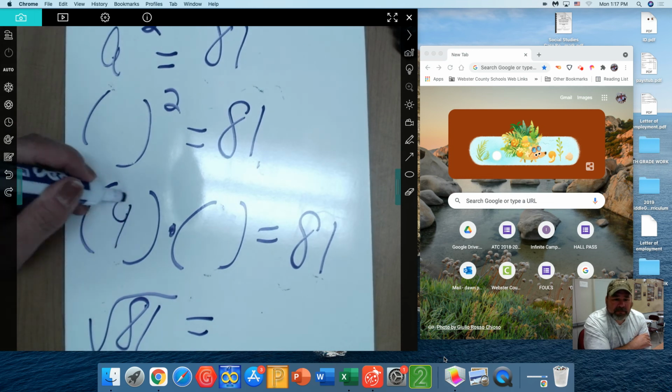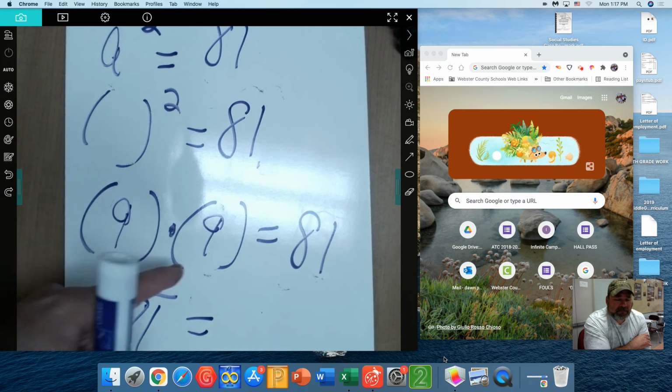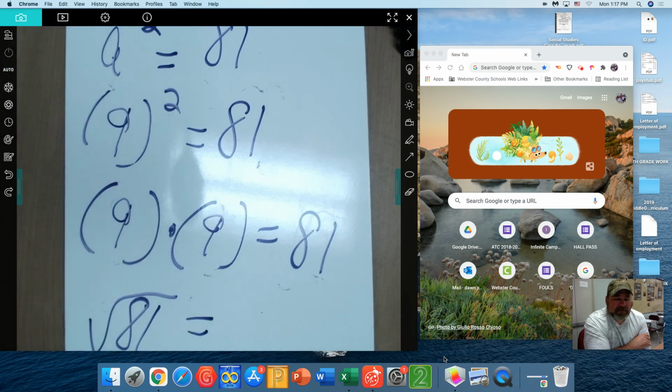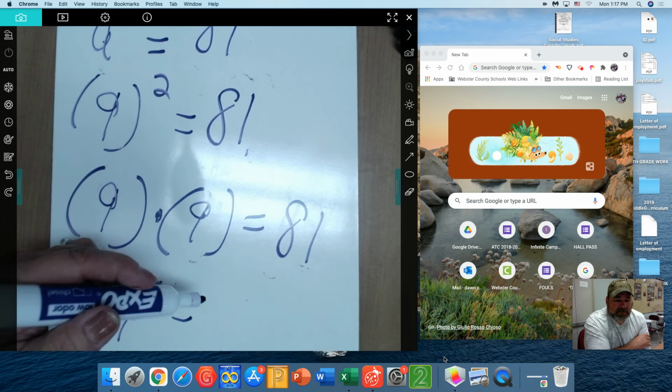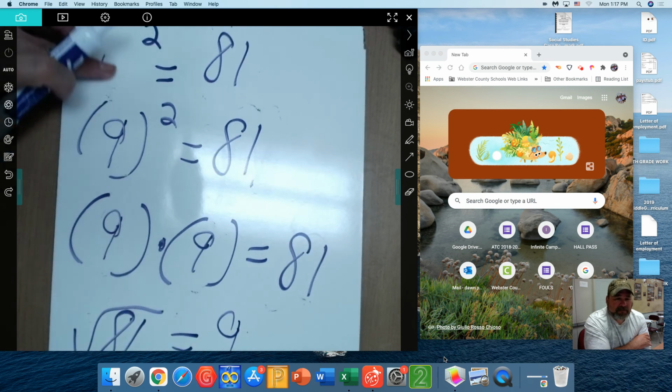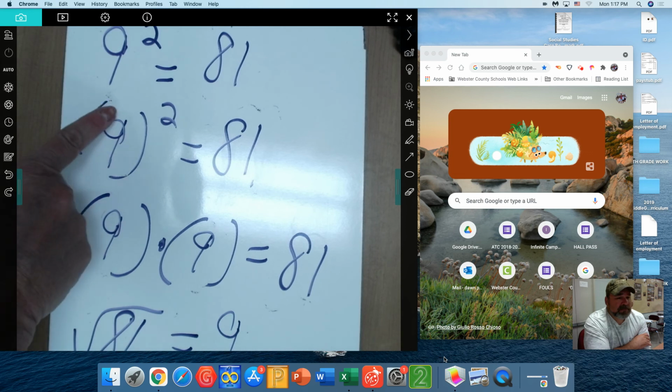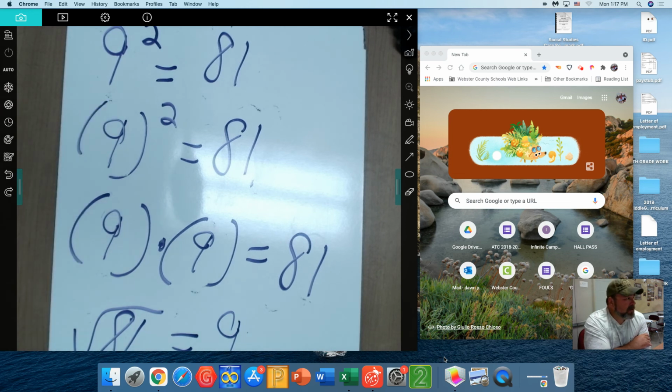So what I could fill in those blanks with would be 9s. 9 times 9 is 81. 9 squared is 81. Square root of 81 is 9. And I can go up there and replace that with a 9. They all mean basically the same thing. Does that make sense? Okay.